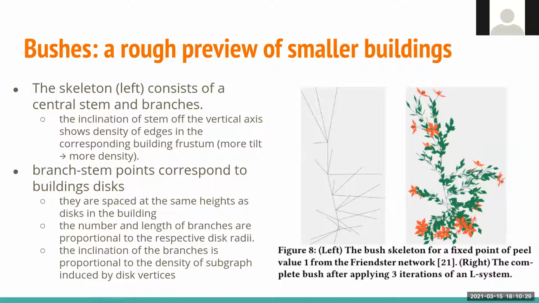Bushes are a rougher representation of fixed points than buildings. To generate a bush, first the skeleton is created based on the same parameters of a given fixed point as those used for the building representation. Then a few iterations of an L-system are executed with initial points distributed along the skeleton in order to render the final bush image.